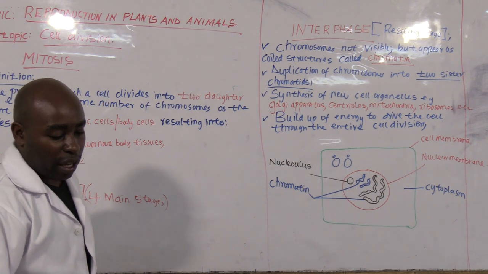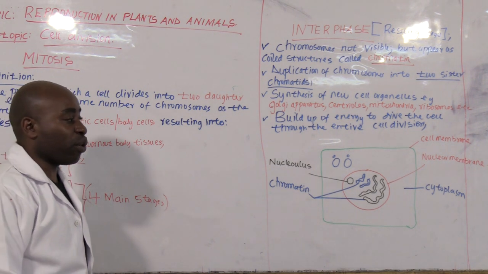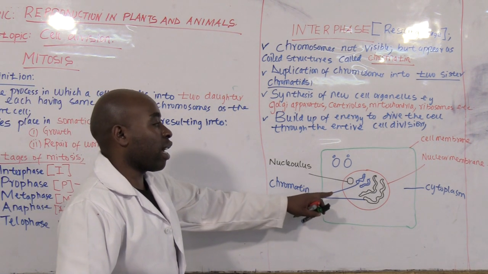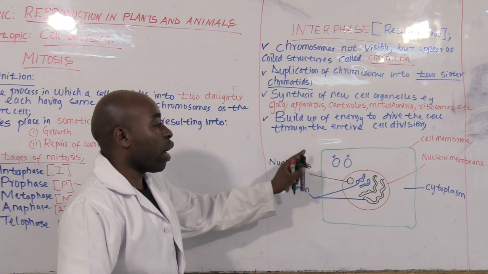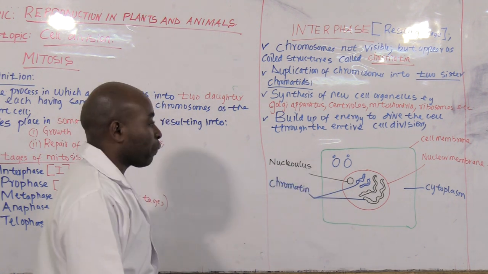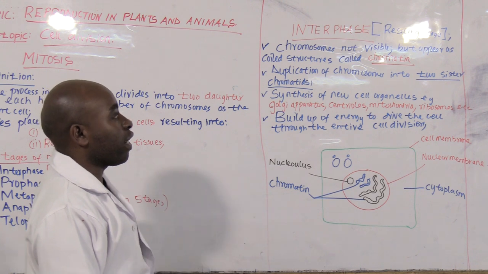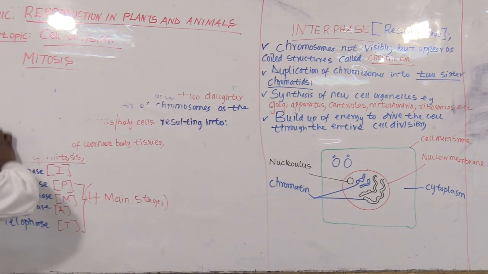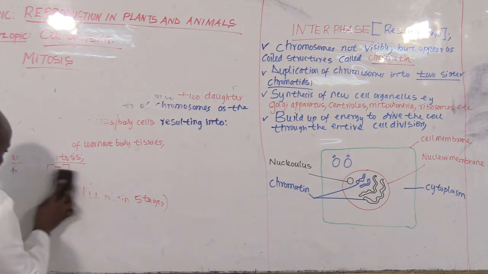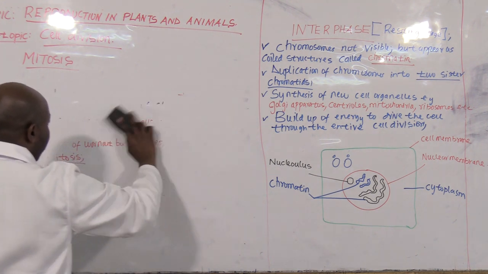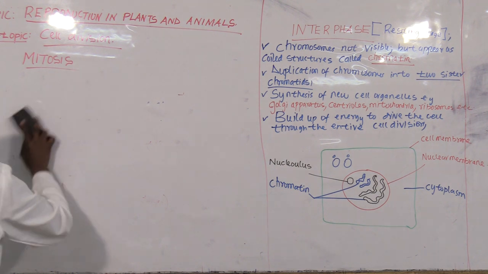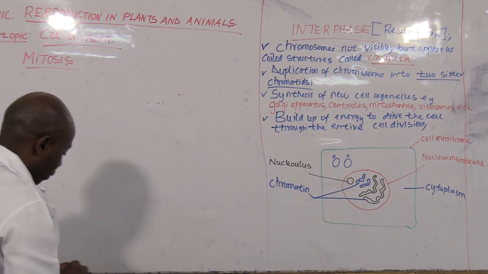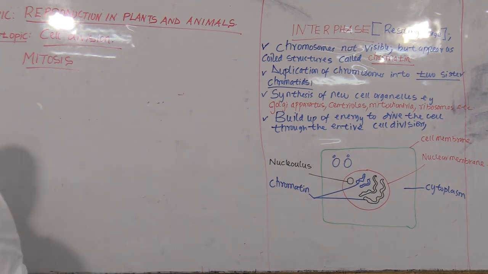I believe in an exam situation, you will be able to understand that. Once you see a cell being drawn that way, then without any blinking of an eye, you know that that is the interphase stage. So that is the end of interphase. Let's move forward to prophase. Prophase is the next stage of mitosis.